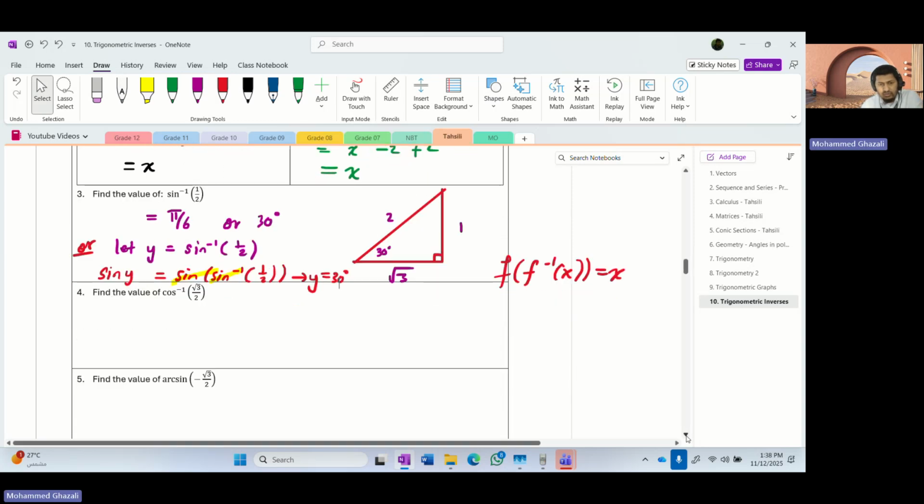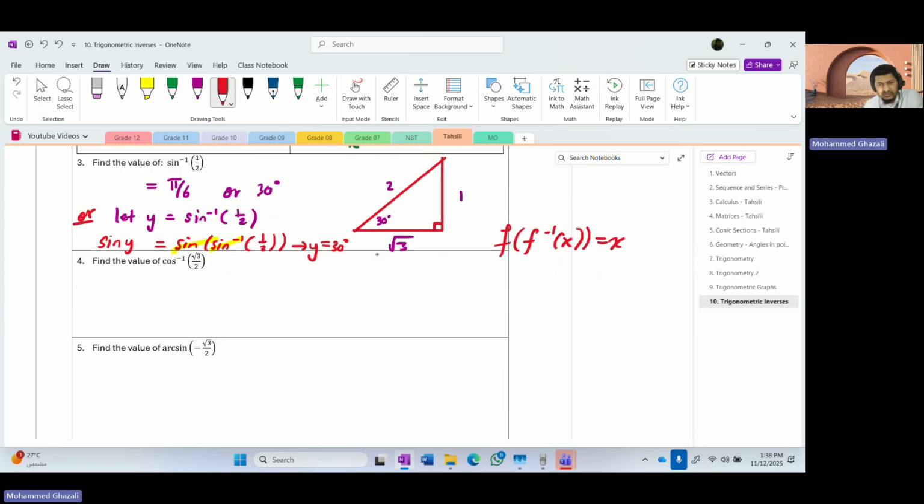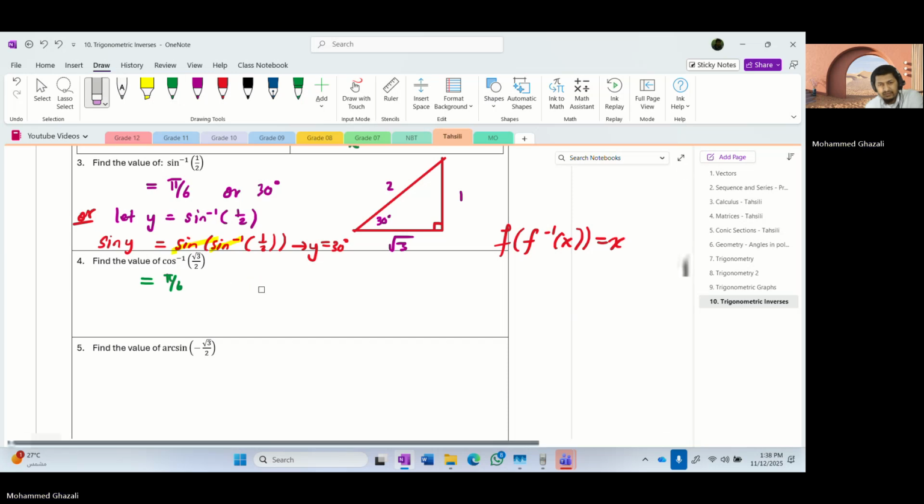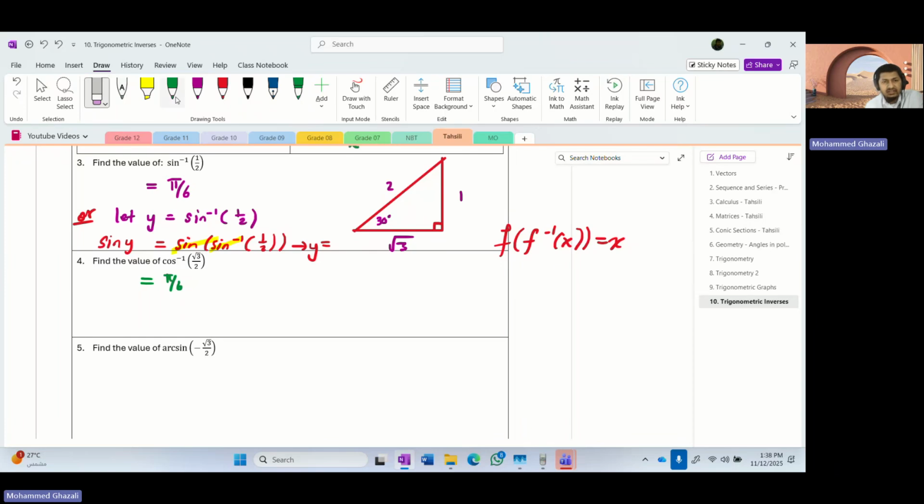Let's find cos inverse root 3 over 2. We can use a special triangle. Root 3 over 2 is root 3 here and 2. So we can say this is just, again, pi by 6 or 30 degrees. Avoid using degrees, just use pi. Let's take out degrees and use pi by 6. Remember, it's the same special triangle.